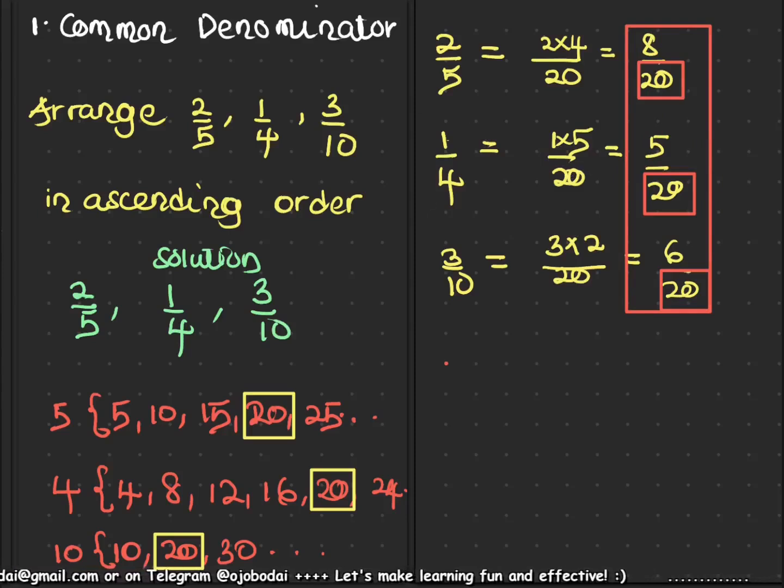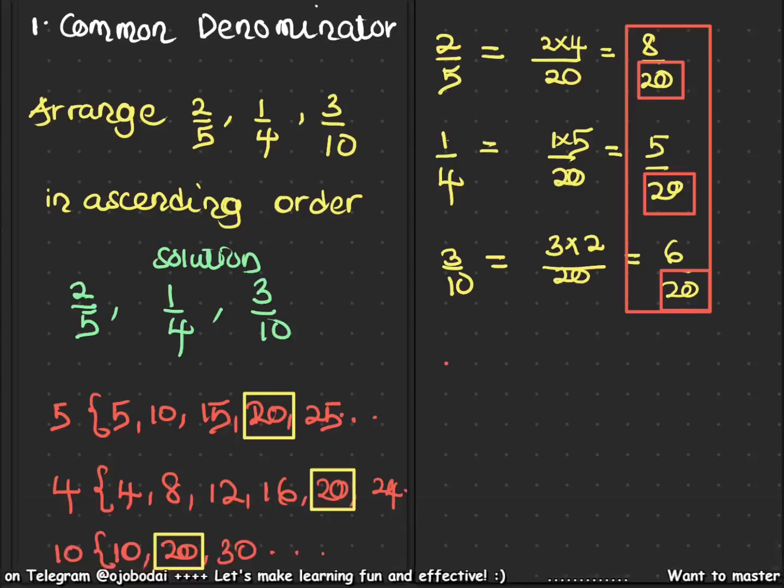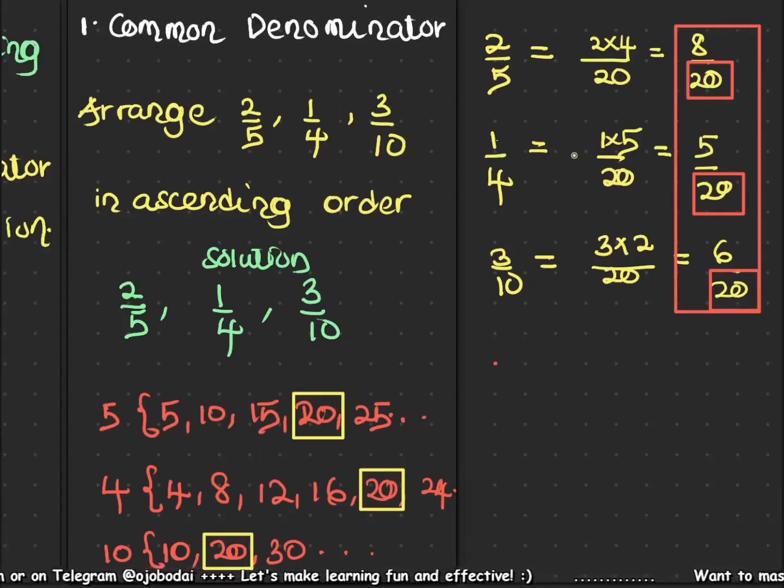Let me introduce you to what we call like fractions. Like fractions are just fractions with the same denominator. As we can see here, these fractions have the same denominator. This is over 20, this is over 20, and this here is also over 20. So we say they are like fractions. They look alike. Now, one fascinating thing about like fractions is that you can easily compare them with their numerators.